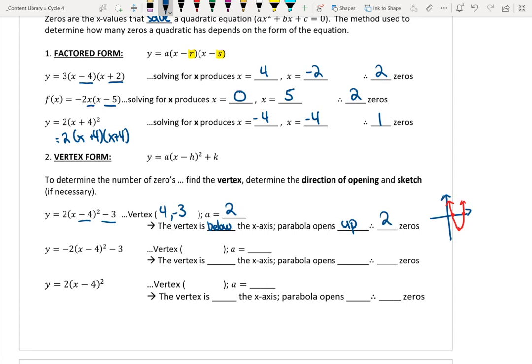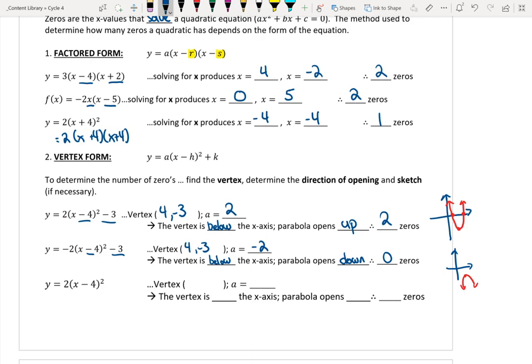For the next example, the vertex, again, very similar. It is 4, -3. The a value is -2. So that means that my vertex is still below the x-axis, but now my parabola opens down. So if I were to roughly sketch that, my vertex is still here, but now that it opens down, I'm not going to touch the x-axis at all, so that means there are 0 zeros or no zeros.